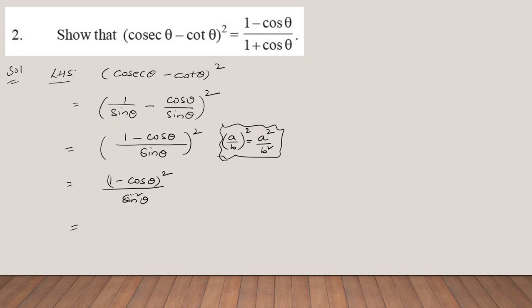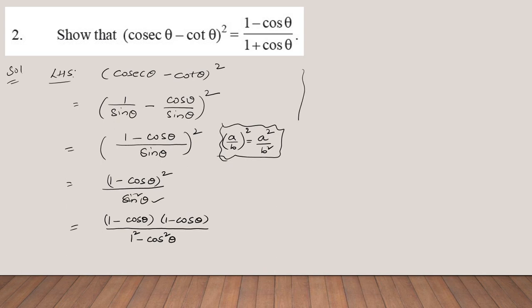Now clearly if you observe, this is nothing but whole square, no? So whole square means I can write 1 minus cos theta two times. So 1 minus cos theta into 1 minus cos theta, divided by, how can I write sin square theta? From the identity, sin square theta is equal to 1 minus cos square theta. So I can write it as 1 square minus cos square theta, no?